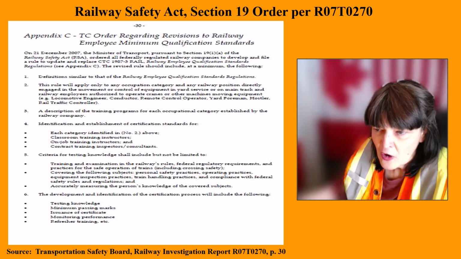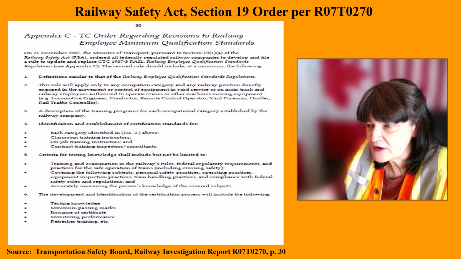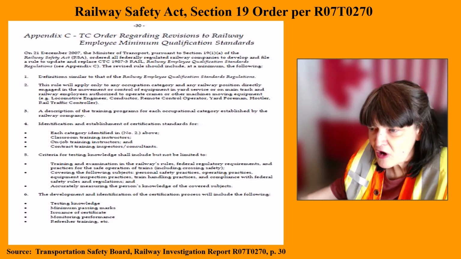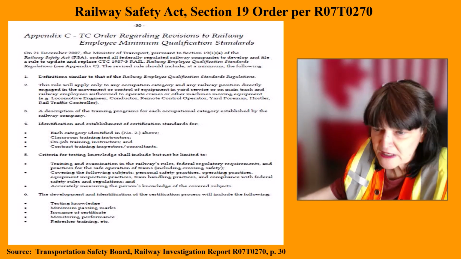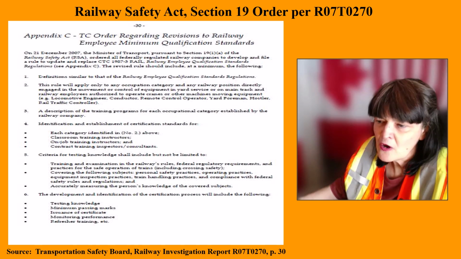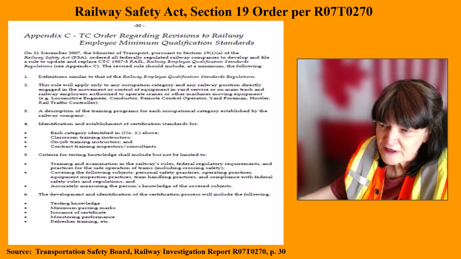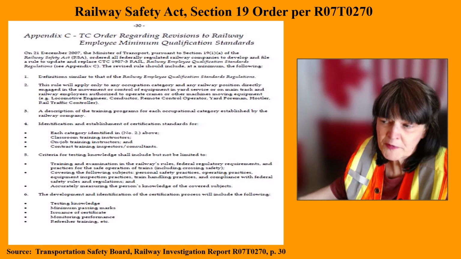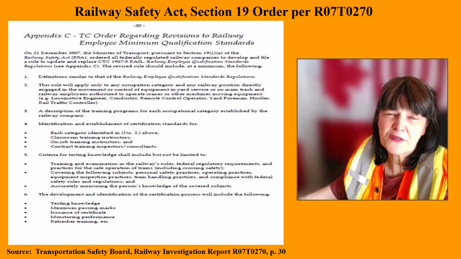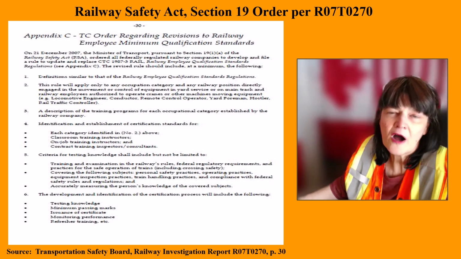in the movement or control of equipment in yard service or on the main track, and railway employees authorized to operate cranes or other machines moving equipment. Okay, so the occupational categories would have been locomotive engineer, conductor, remote control operator, yard foreman, hostler, rail traffic controller. Now, remote control operator was not an occupational category in the Railway Employee Qualification Standards Regulation, and that was Appendix 14 of that regulation. So it was never there as a separate operational or occupational category.